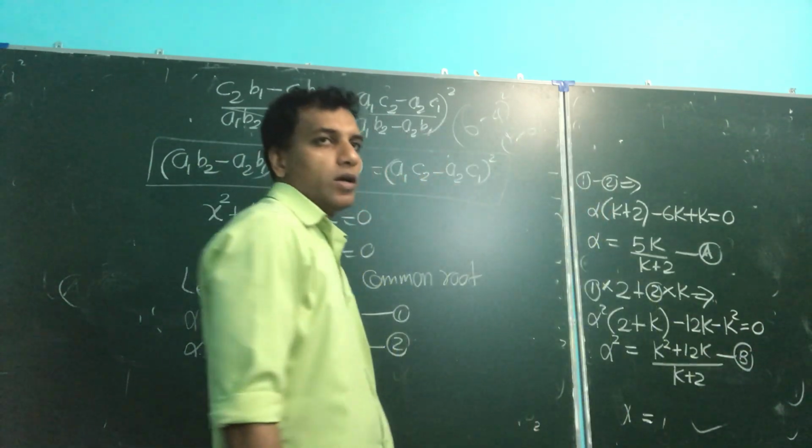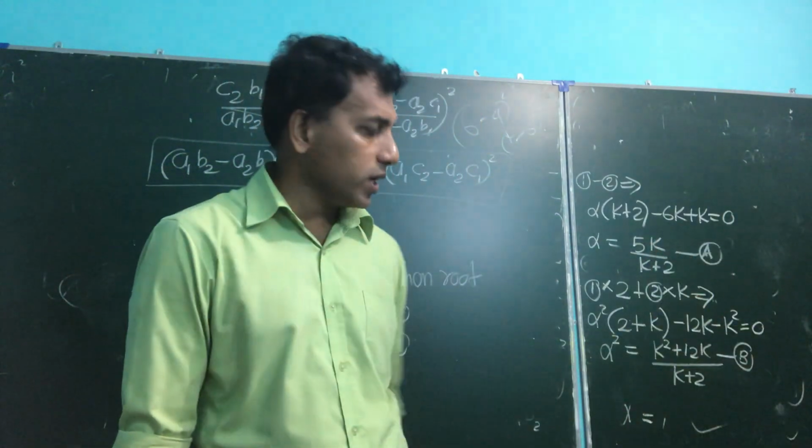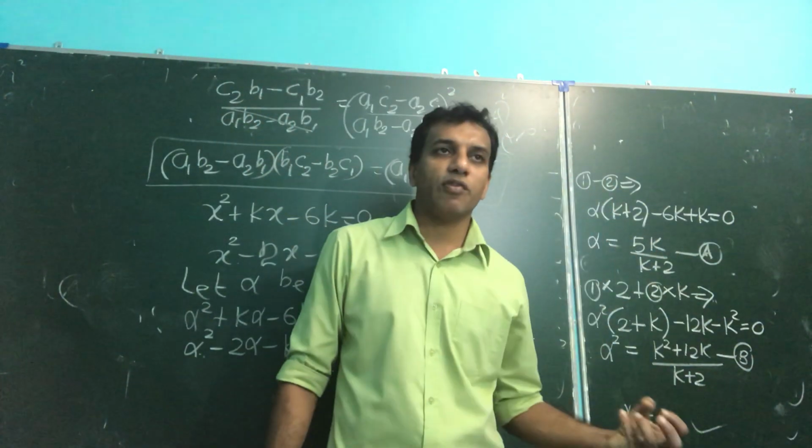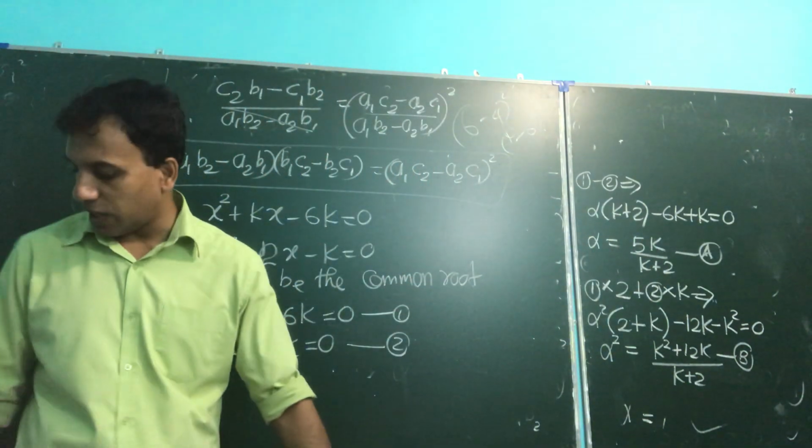That's all. Hereafter we can follow the idea. Connect the both equations. Equate it. One is alpha square. Equate and solve the rest. Find the k value.